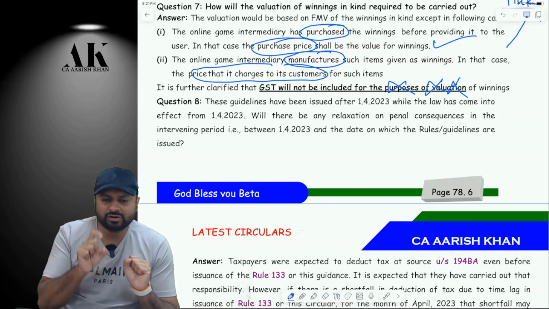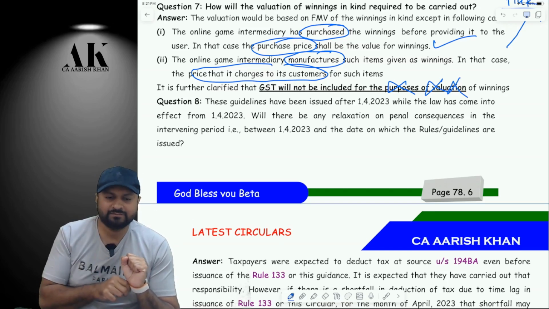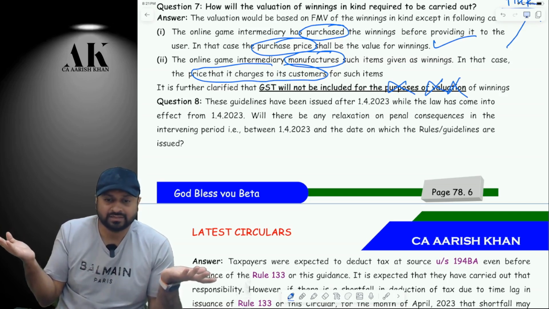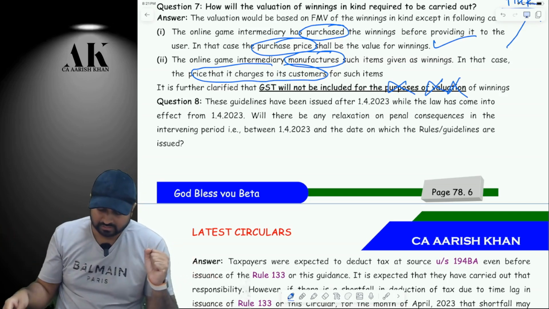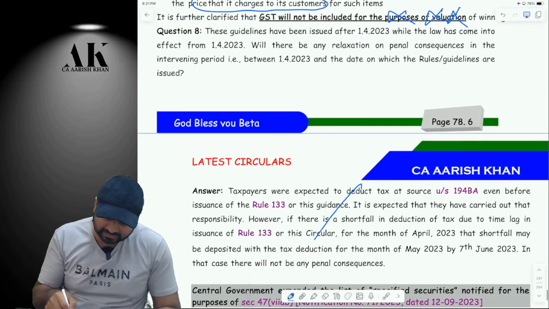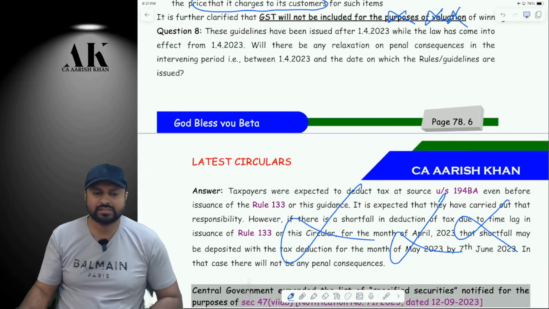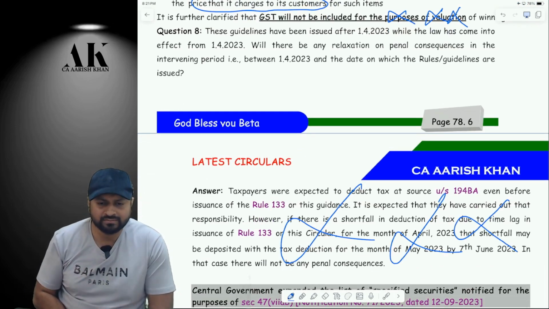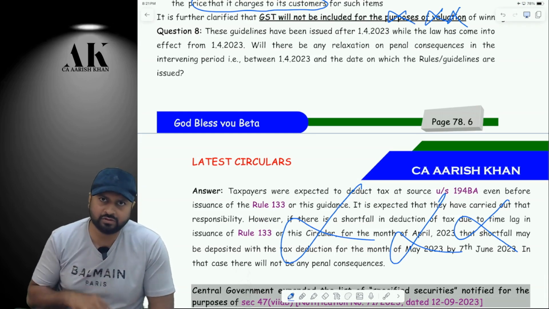So if there is any shortfall in the month of April, in the month of May, because the rule was not there in April and May, and later on it came, will there be any penal consequences? CBDT said no. There will not be any penal consequences for the TDS deducted till the time the notification was not there. Which is a very genuine thing which a person can ask for.